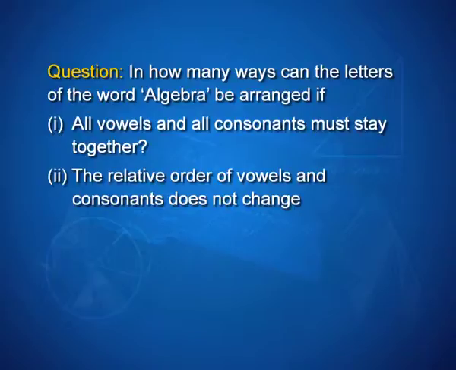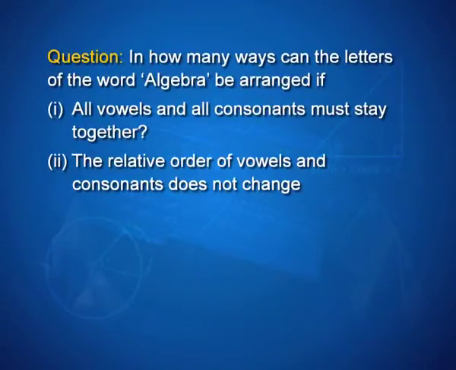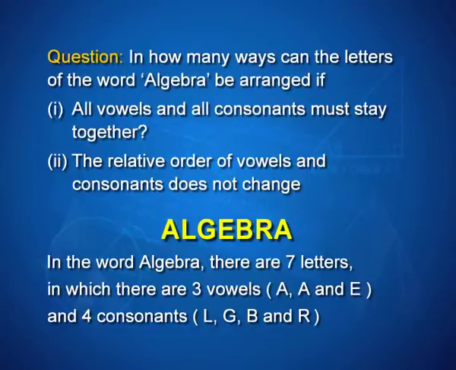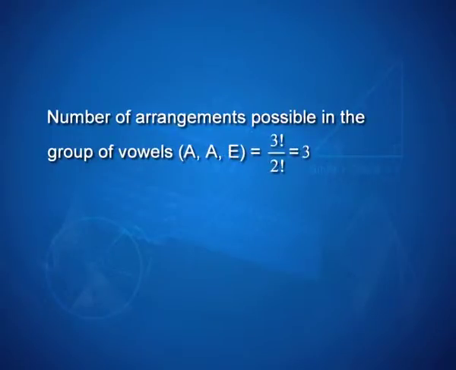Part 2, the relative order of vowels and consonants does not change. So, again looking at the word algebra, we are looking at 7 letters in which there are 3 vowels, that is A and E, and 4 consonants, all distinct. In the first case, we want to figure out the number of ways in which all vowels and all consonants must stay together. That means we are looking at the group of vowels, and within that group the number of arrangements possible will be 3 factorial, because I have 3 letters, divided by 2 factorial because there are 2 A's.